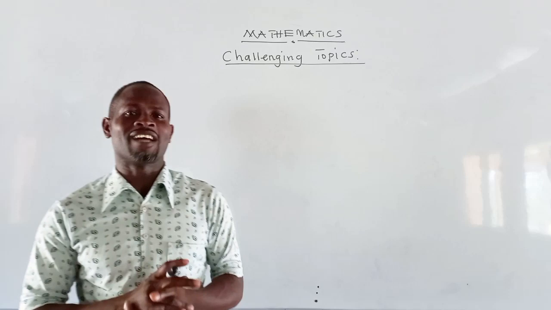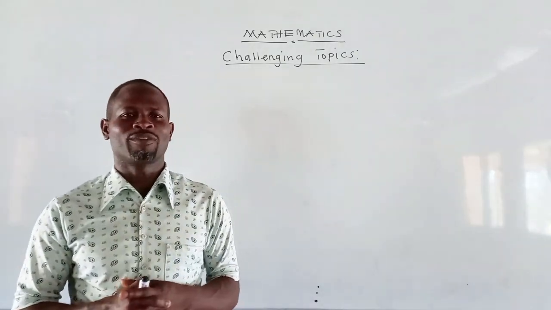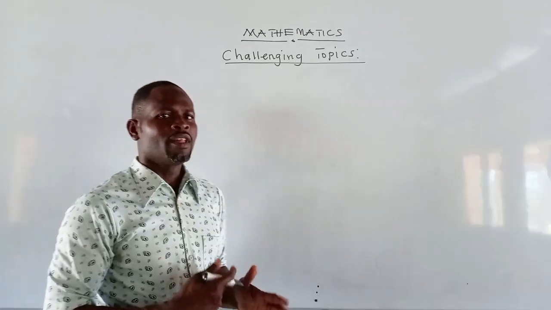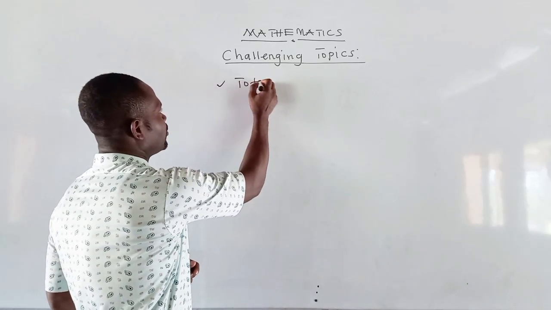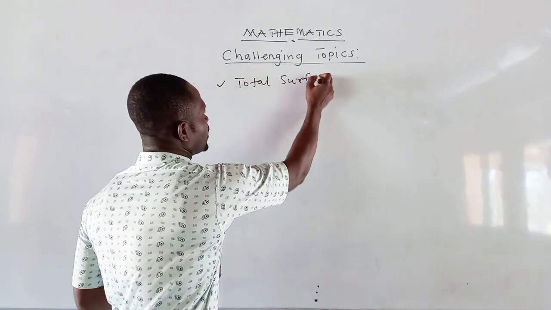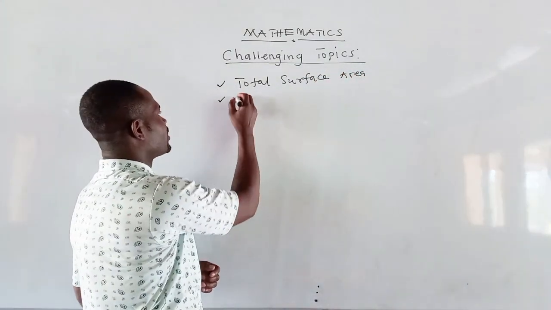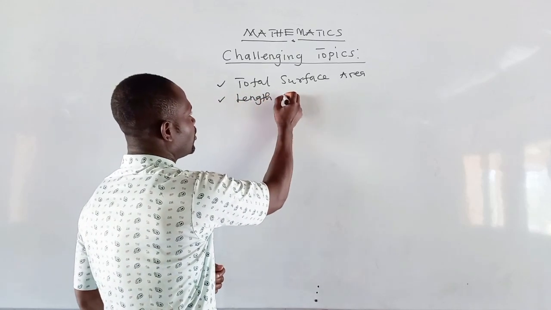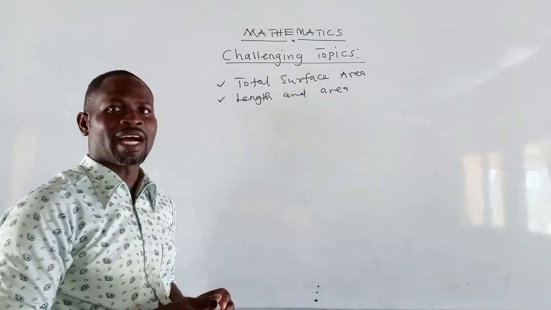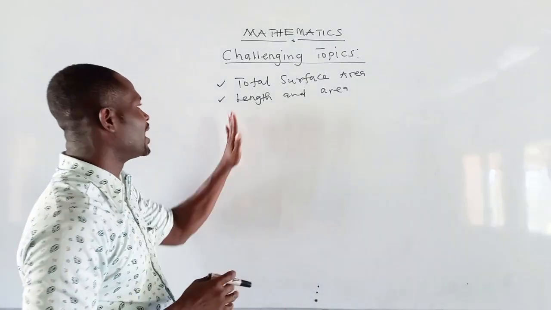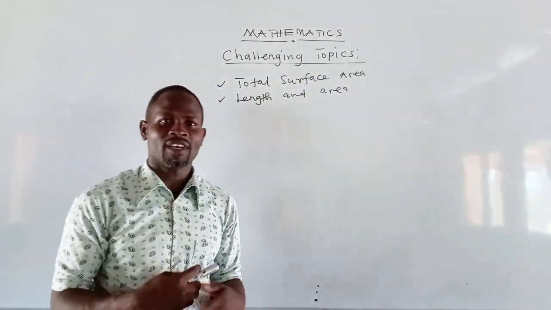This time we are looking at challenging topics that most students find difficult to answer, and how best we can help them solve these challenging topics. These challenging topics are: 1. Total surface area. And another one is length and area. We are going to start from the length and the area. Then from there we move to the total surface area of the figure.